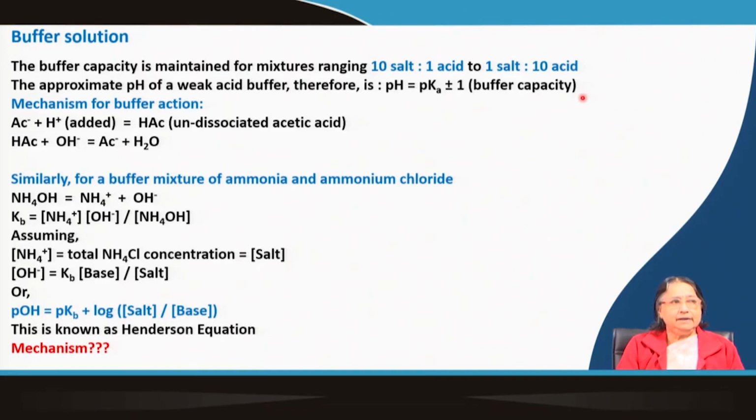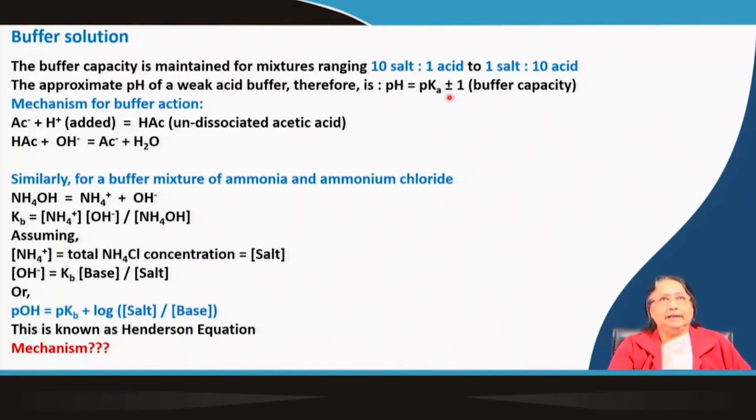That means in that range of pH, say for example, acetic acid. I already told you that for acetic acid pKa is 4.74. So pH equals 4.74 plus minus 1. So, it will be within the range of 3.74 to 5.74. In that range it will be valid. It is not valid for the whole range of pH.